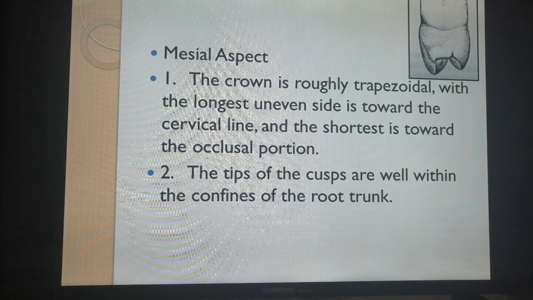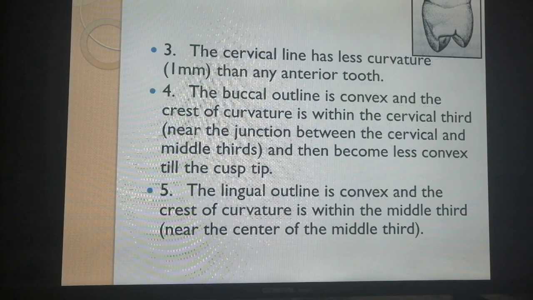The mesial aspect. Number 1, the crown is roughly trapezoidal with the longest uneven side toward the cervical line, and the shortest toward the occlusal portion. Number 2, the tips of the cusps are well within the confines of the root trunk. Number 3, the cervical line has less curvature, 1 mm, than any anterior tooth.